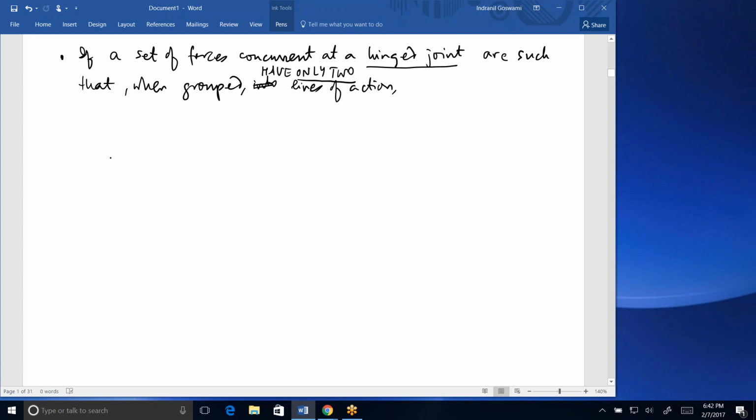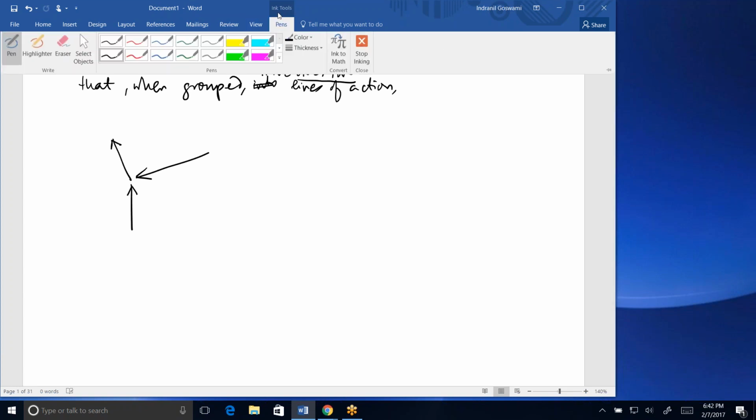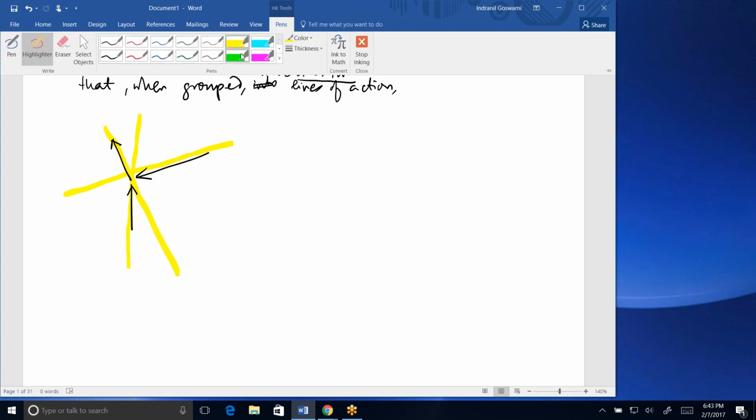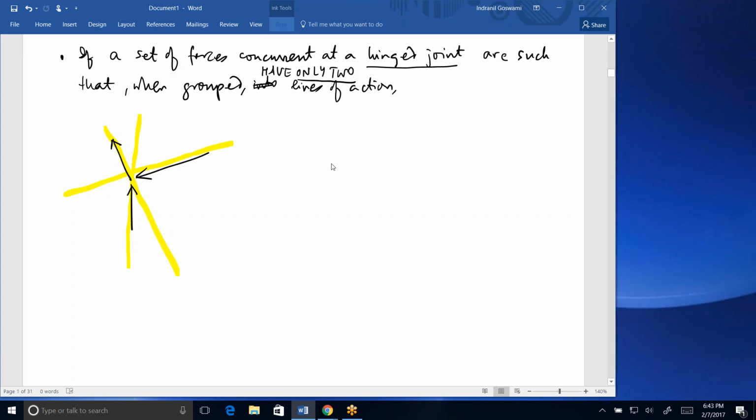What I mean by that is, let's say you have a force like this, and a force like this, and a force like this acting at a particular joint, right? Now you have, here is a line of action. Here is another line of action. And here is a third line of action, right? So when I draw those lines of action, there may be more than one on a particular line, but those lines of action, there are three. This principle would not apply to this particular situation.